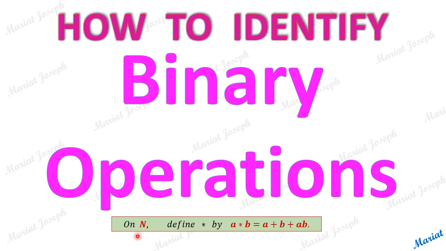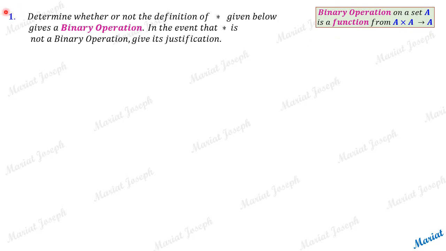On set N, an operation is defined as a star b is equal to a plus b plus ab. How can we check whether it is a binary operation? What is a binary operation? A binary operation on a set A is a function from A cross A to A. A function.